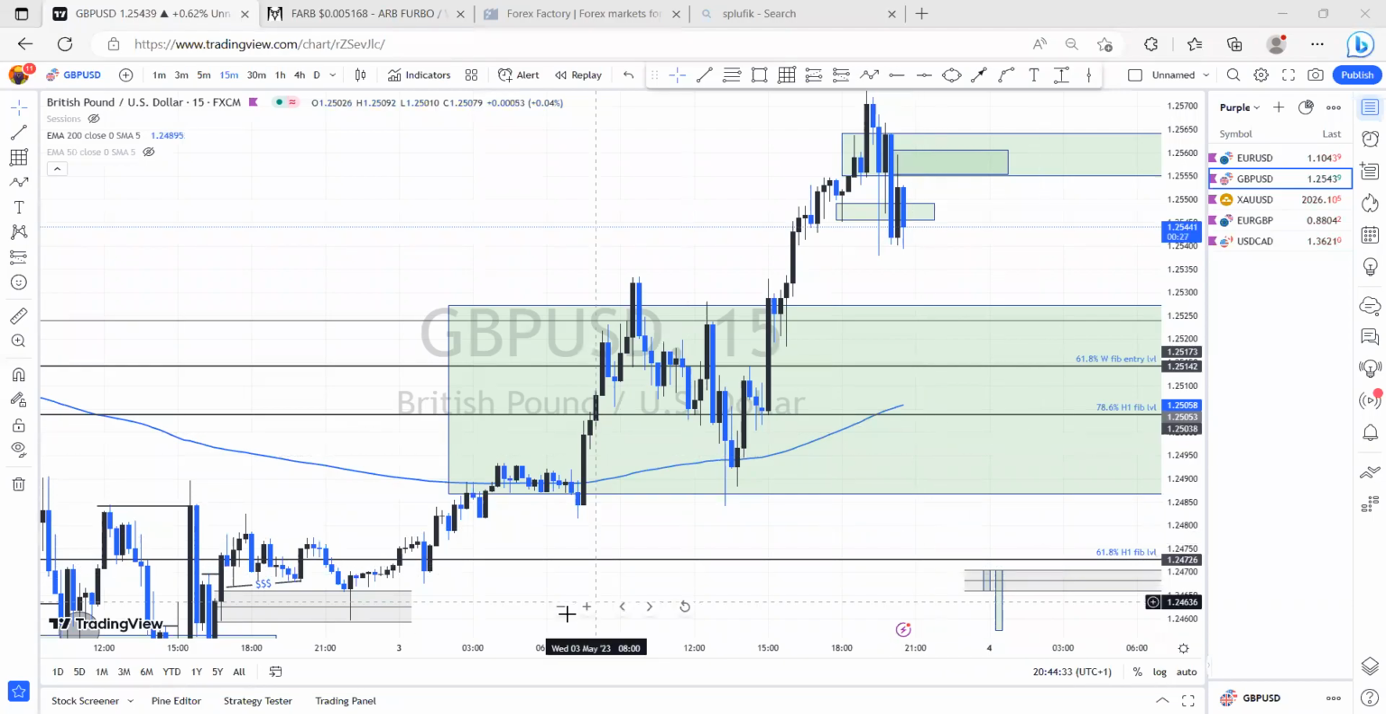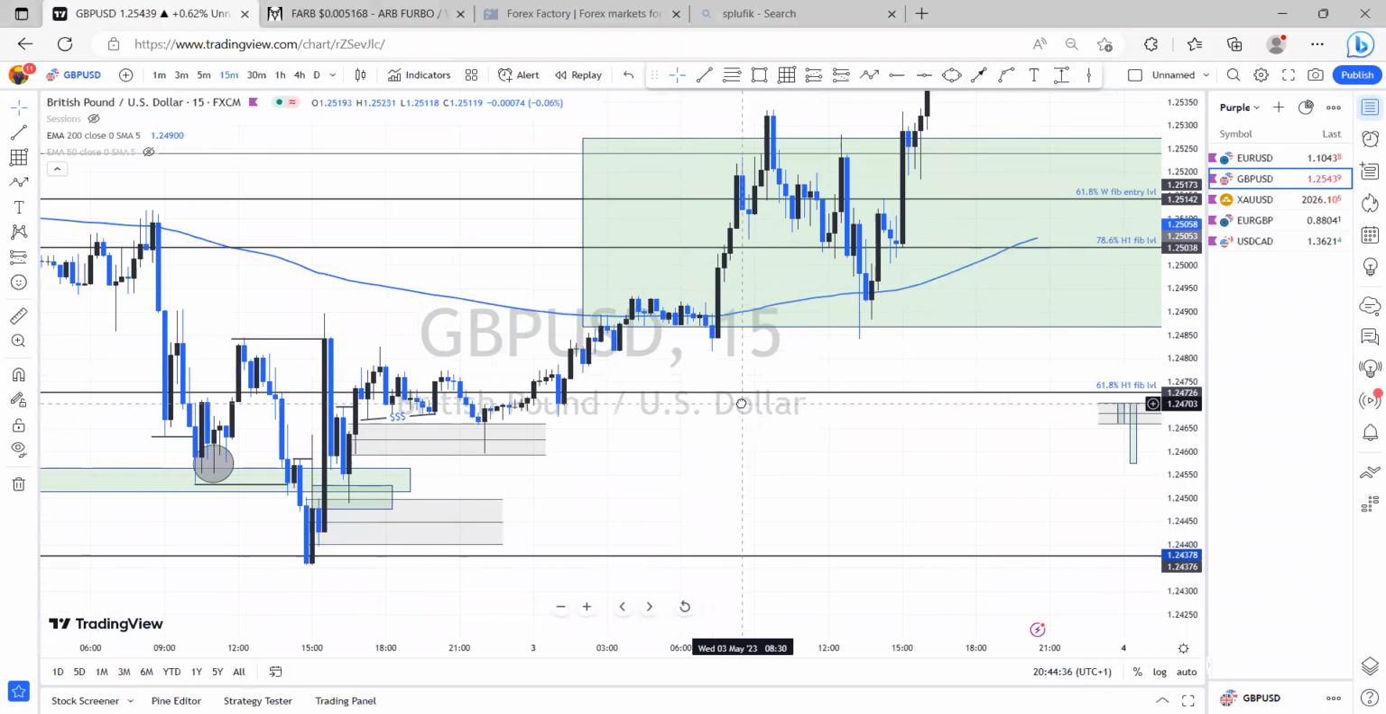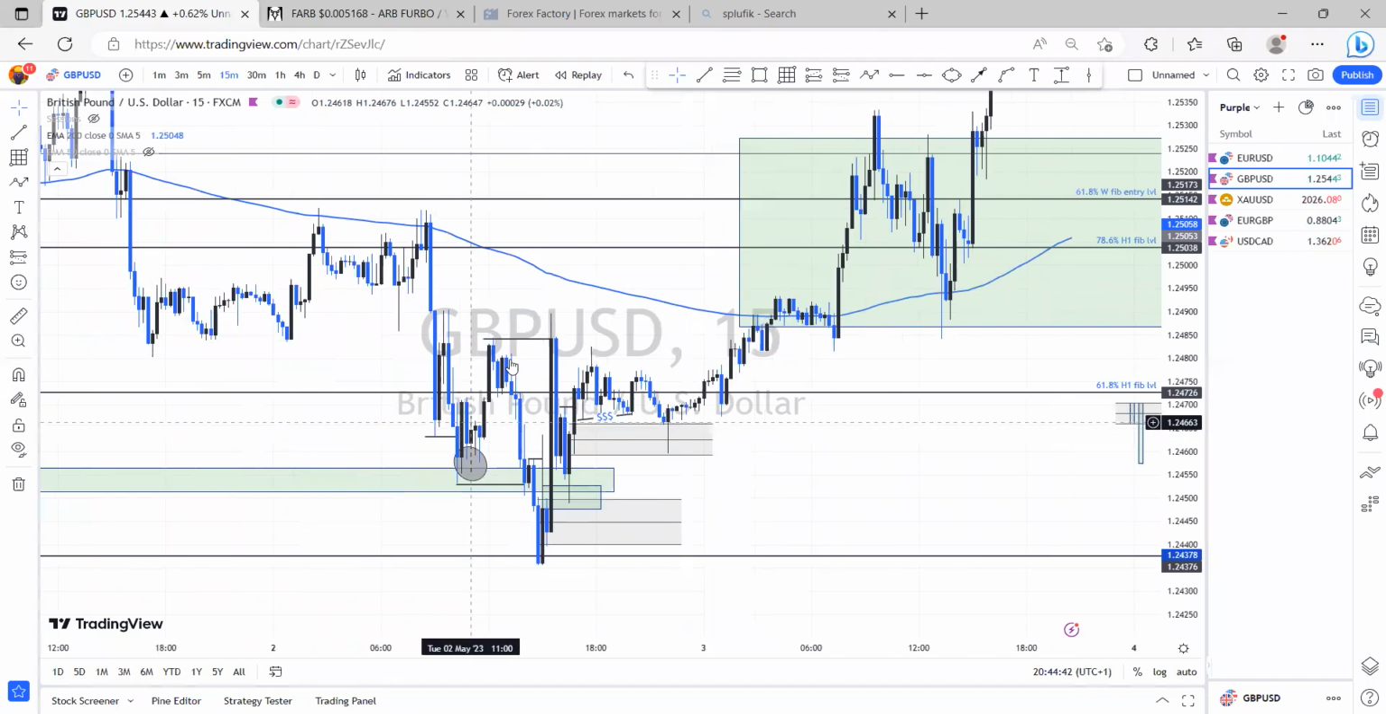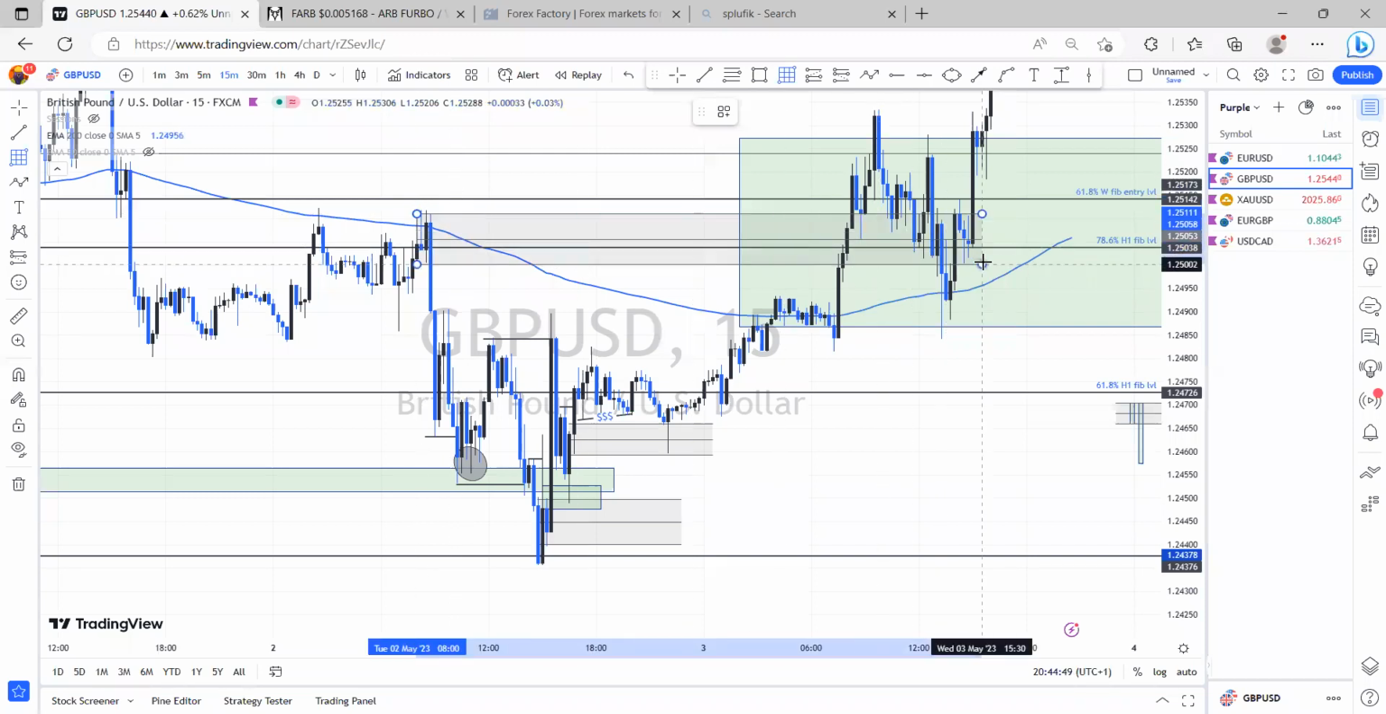Let's look for a POI and explain. You don't just take your entry at a POI. Trust me, you will get wounded a lot of times. This is another block here, very sweet order block. All of us can see it.